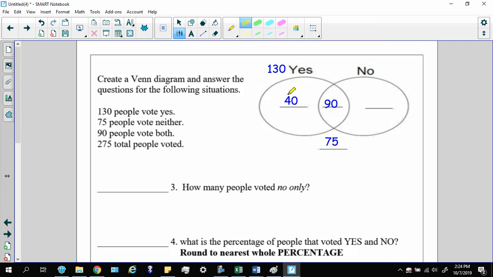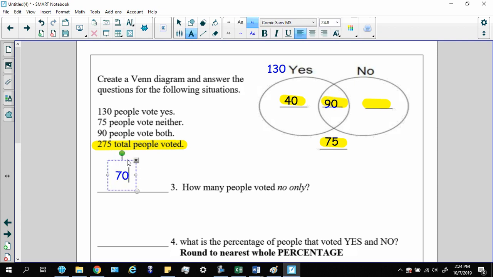Now, using my highlighter here, remember this number, this number, this number, and this number all add up to 275. So I'm going to take 275, subtract 40, subtract 90, subtract 75. And that gives me 70. So how many people voted no only? That was a total of 70 folks. What is the percentage of the people that voted yes and no? Yes and no, that is the both. So that's 90 divided by the total, which is 275, which gives me a rounded 33%.